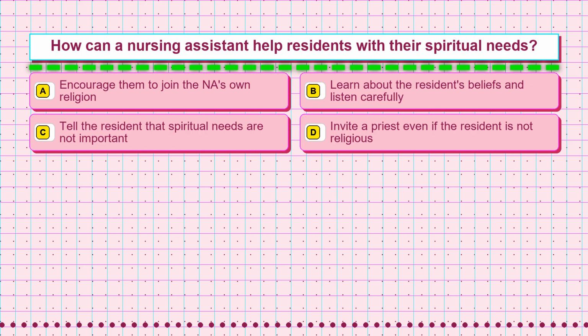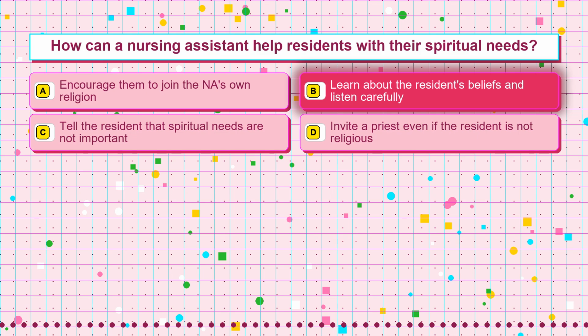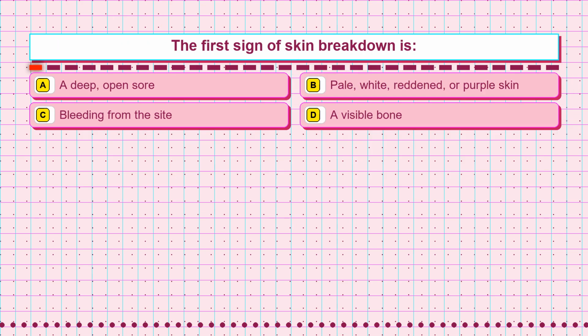The correct answer is option B. Learn about the resident's beliefs and listen carefully. Spiritual care involves respecting the resident's individual beliefs. Listening and facilitating their access to their own religious practices helps meet these needs. Question 37. The first sign of skin breakdown is: Option A, a deep, open sore.